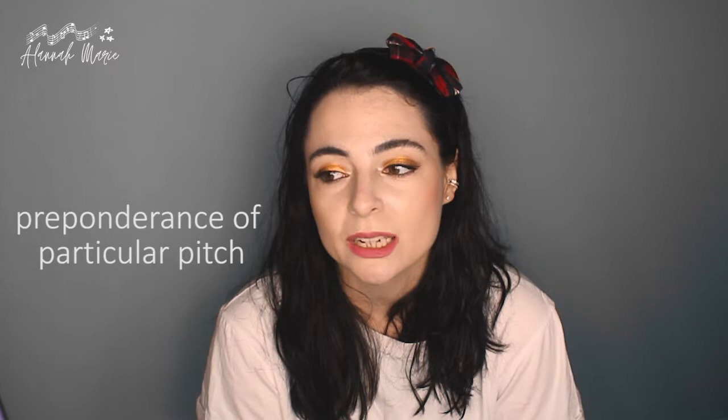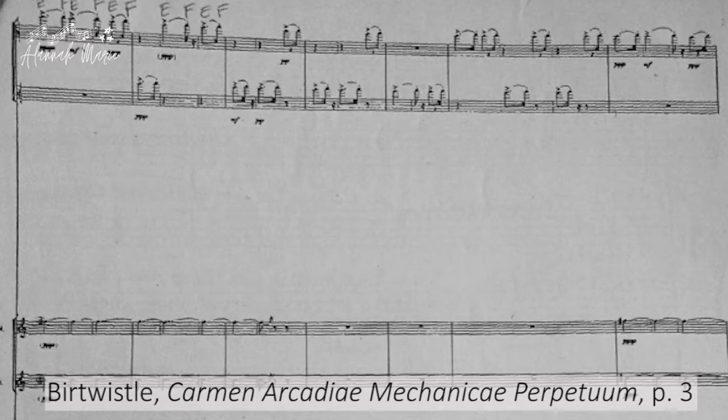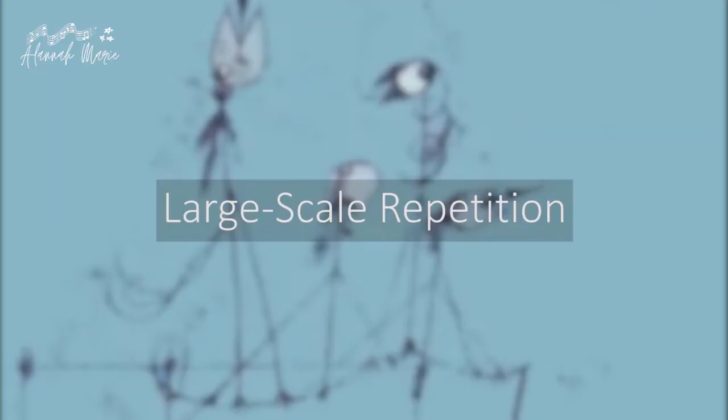Also, Birtwistle will have a preponderance of particular pitches at particular moments. So he'll focus on, say, the pitch E, and they'll have a lot of E, or that pitch will be going on everywhere at this moment, and then it'll change. I guess you could compare that to harmonic language, but he's focusing on one single pitch rather than a chord. But it's just a preponderance, it's not a complete rule. Preponderance is a good word here.